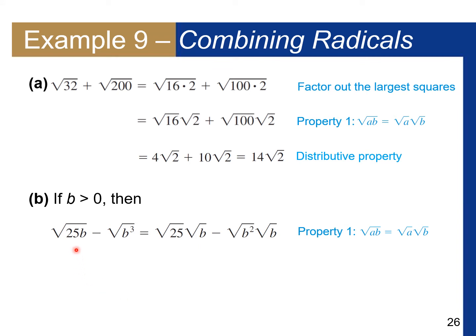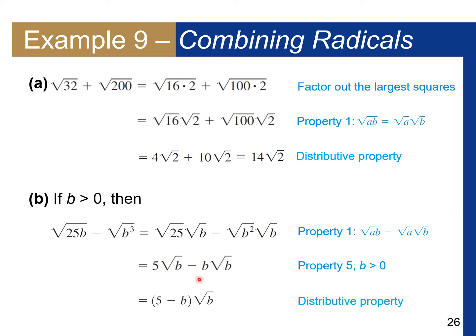Here I have the square root of 25b. I can see right here that I can pull out the square root of 25. That will give me 5. I also have b cubed under the square root, so I can group them in 2's and put my b squared separate and still have the square root of b. Simplify it, and now I have the same radical here. So this would be 5 minus b in parentheses times the square root of b.